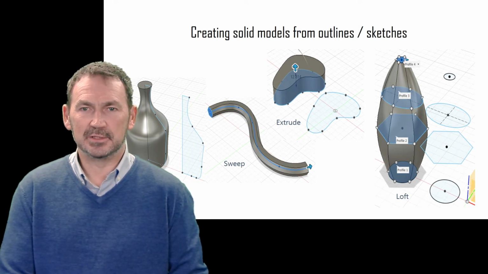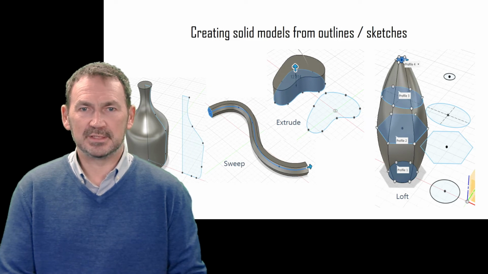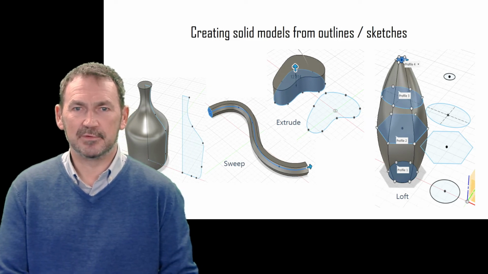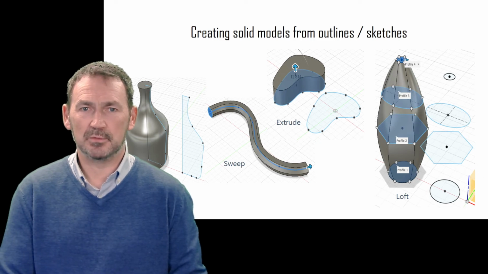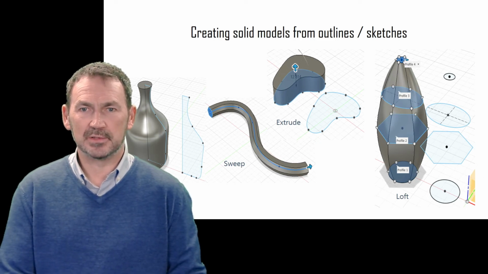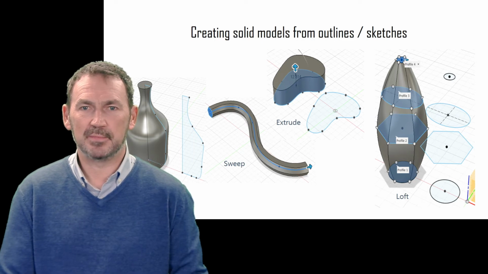On the right side is the loft tool. This takes a series of 2D sketches separated vertically, then the CAD software computes how to join them together in the most efficient way. Additional guide rails can be used to further refine the shape.